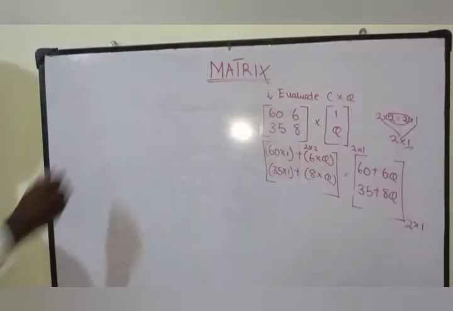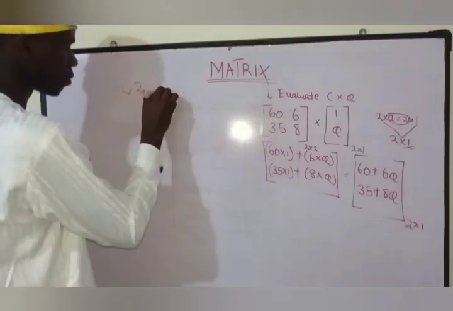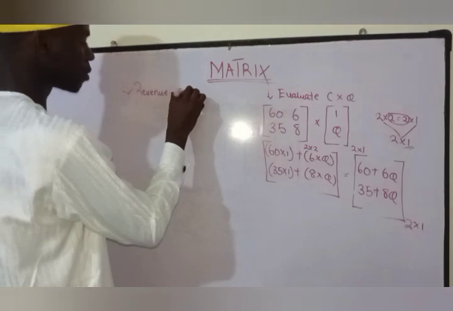Let's move on to the second requirement. The second requirement asks us to find the revenue coefficient.